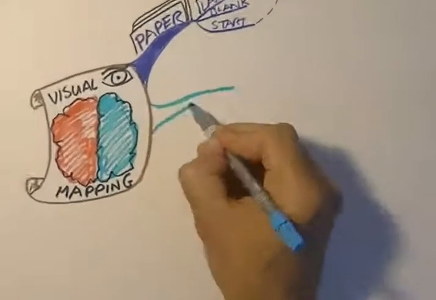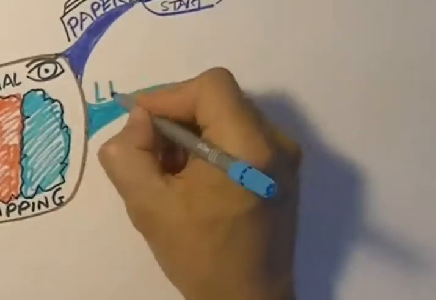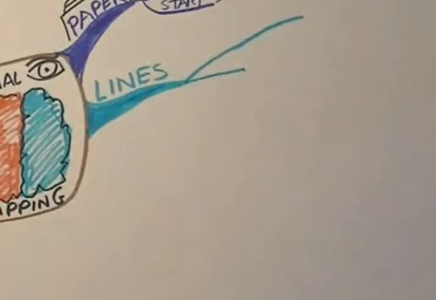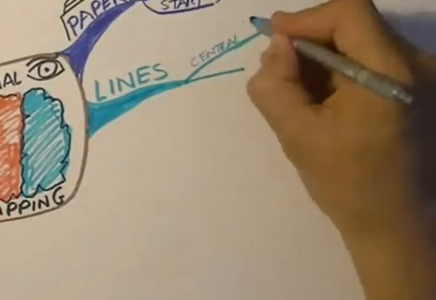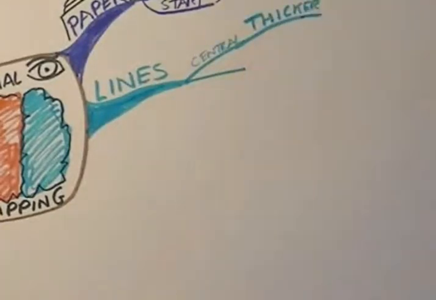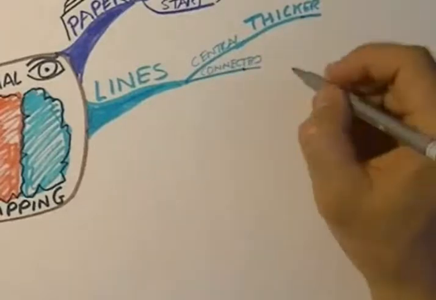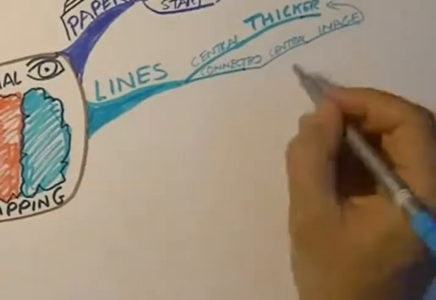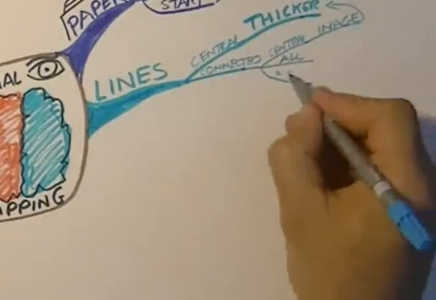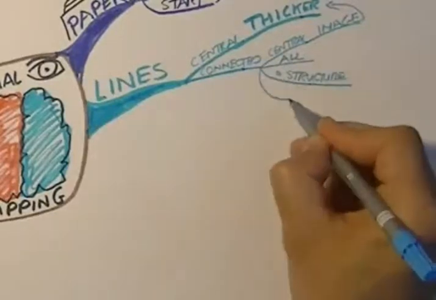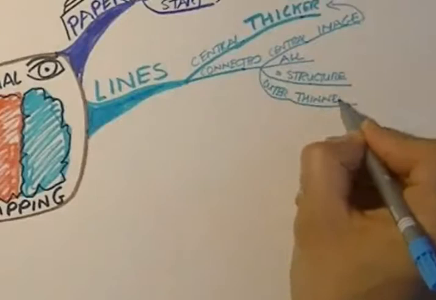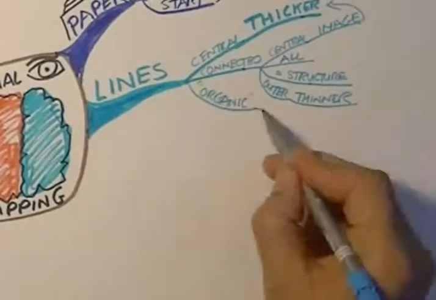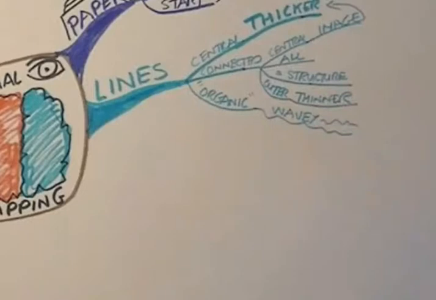The next branch is all about the use of lines on the map. The lines are thicker at the center so that you make it extra clear that it is a key topic, and these are connected to the central image. All the lines are connected, which creates a very clear structure, and the outer branches, as they move out, become thinner.